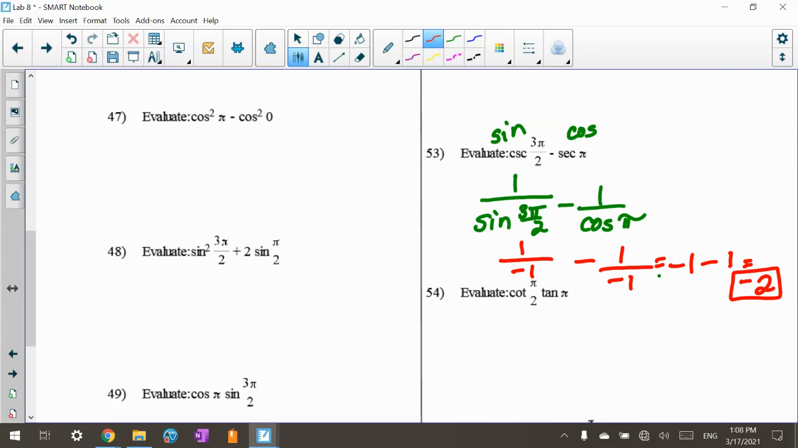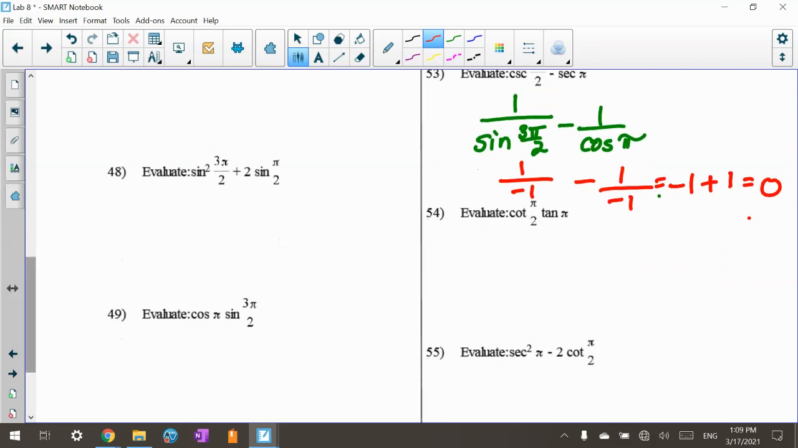Okay, so that's what I have for 53. Oh, sorry, negative 1 plus 1. So this is going to be 0. My fault, it's a negative, a negative. I did that the other day when I was helping somebody too. I'm sorry. So this is equal to 0. I'm glad I caught myself.